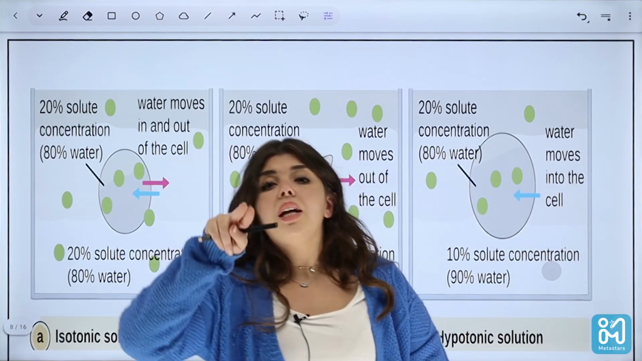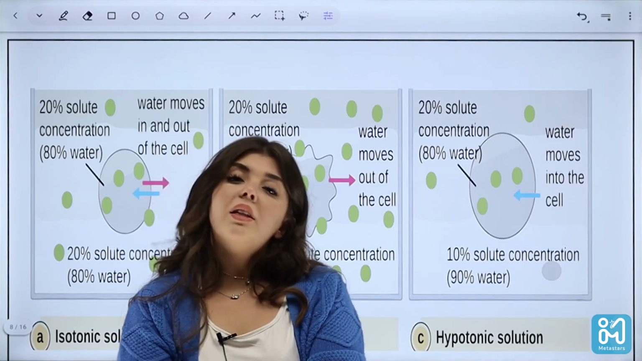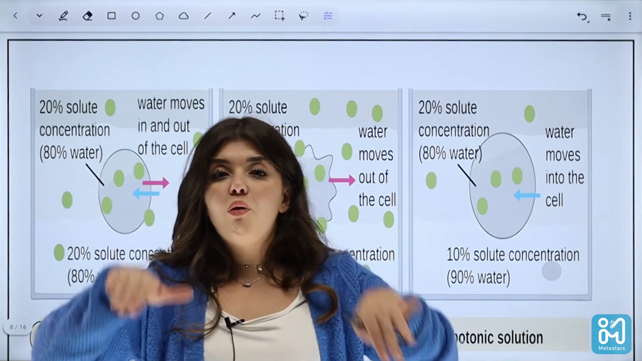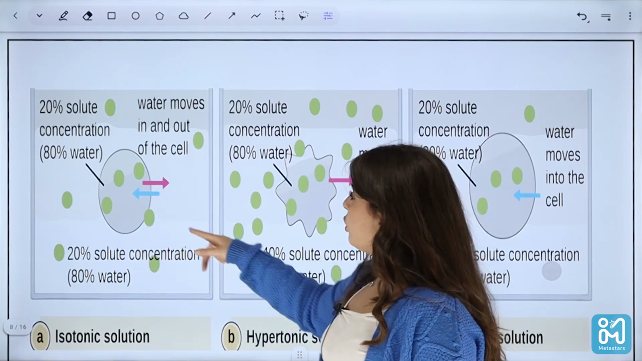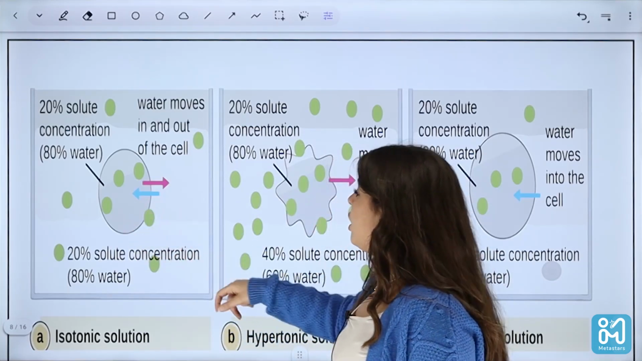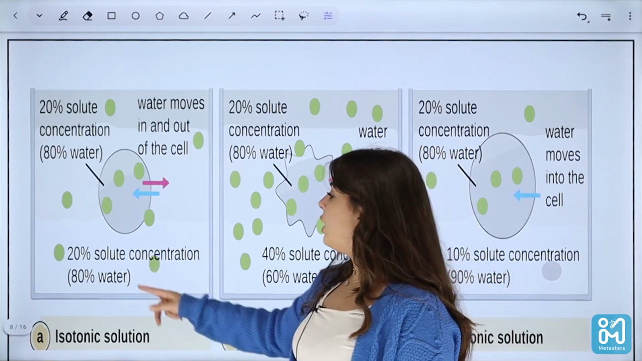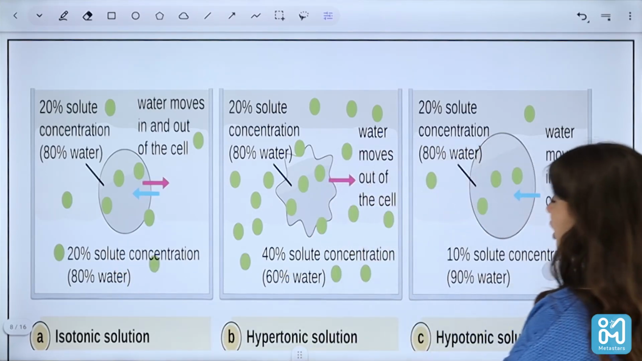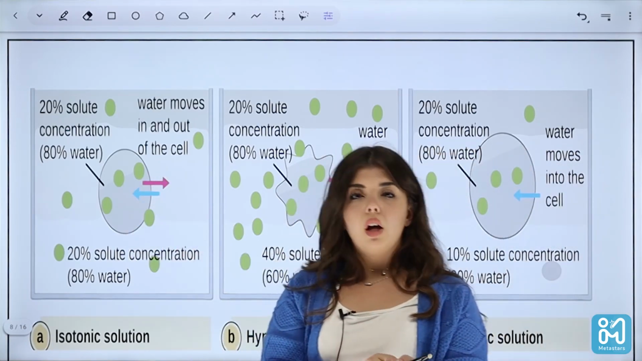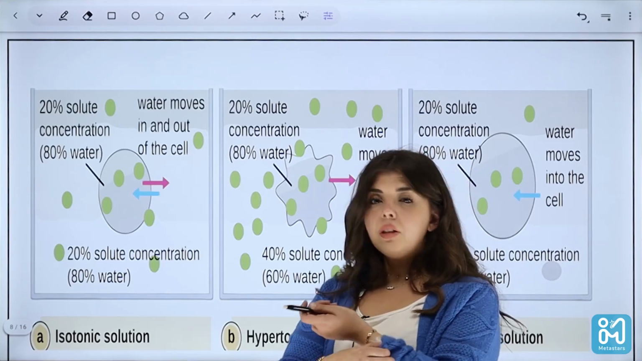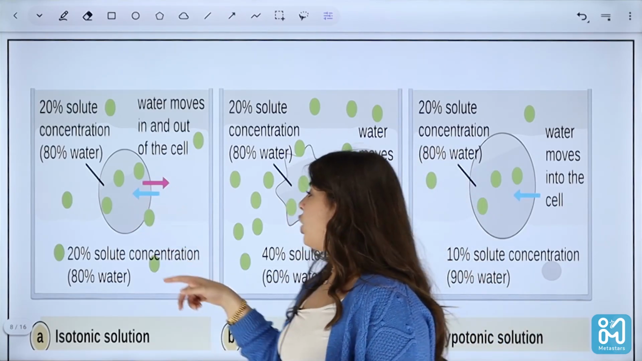Isotonic means it has the same concentration of salt inside and outside the cell, so there is no difference in concentration. Here we have 20% solute concentration and 80% water inside, and outside it is also 20% solute and 80% water. So it has the same amount. Nothing will change in the water movement because there is no difference between outside and inside.